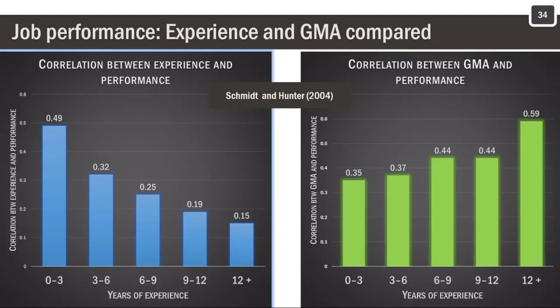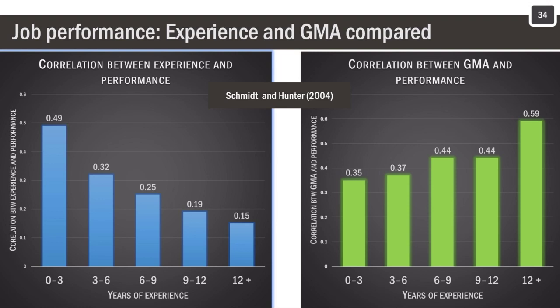A similarly interesting point can be made about the importance of job experience vis-a-vis GMA. Here's the comparative research evidence. First, look at the chart on the left. This displays correlation between job experience and job performance. On the vertical axis, we have the correlation between job experience and job performance. And on the horizontal axis, we have 5 job experience groups differentiated based on the mean job experience. Under 3 years, between 3 and 6 years, 6 and 9 years, 9 to 12 years, and 12 years and up.